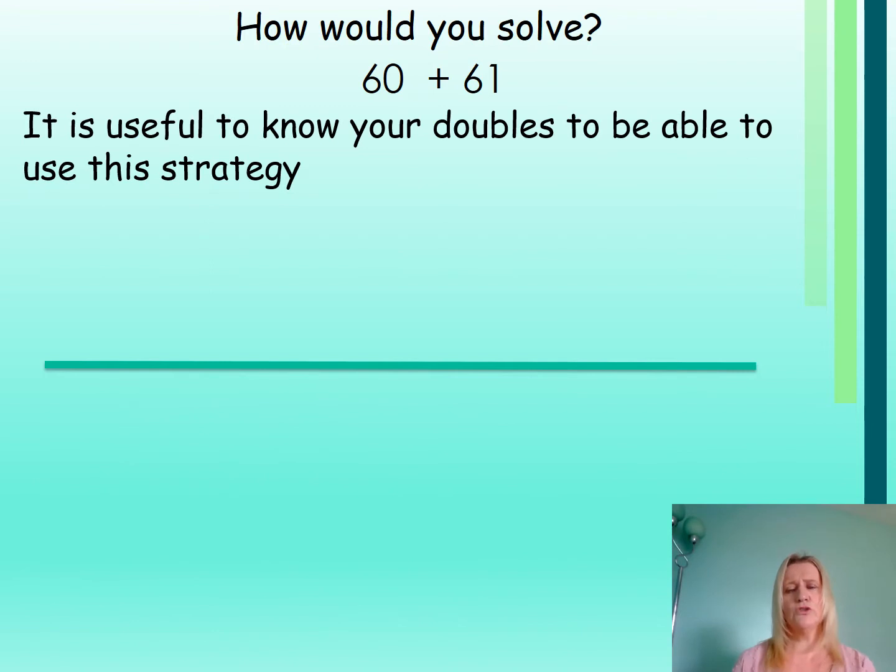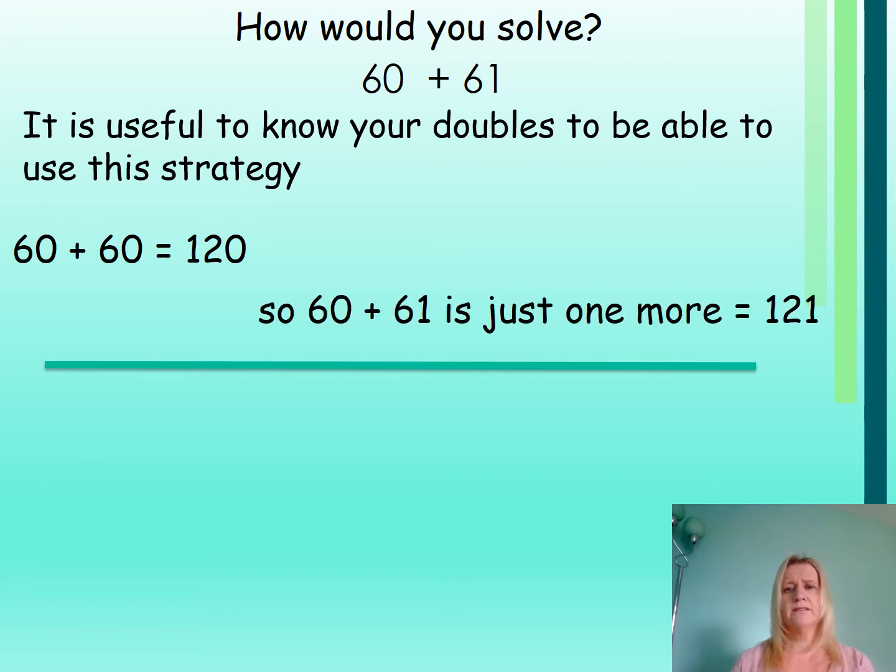It is useful to know your doubles to be able to use this strategy. I know that 6 add on 6 is 12, and I can make the connection between 6 and 6 and 60 and 60. 60 add on 60 is 120. 60 add on 61 is just one more than that. So 60 add on 61 must be 121.